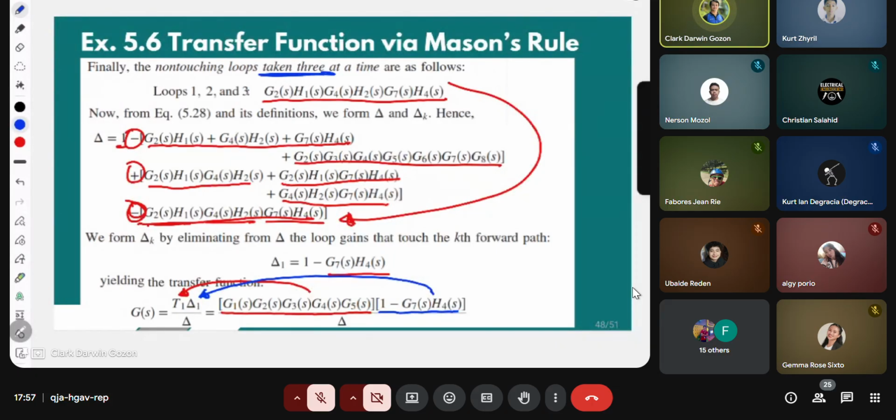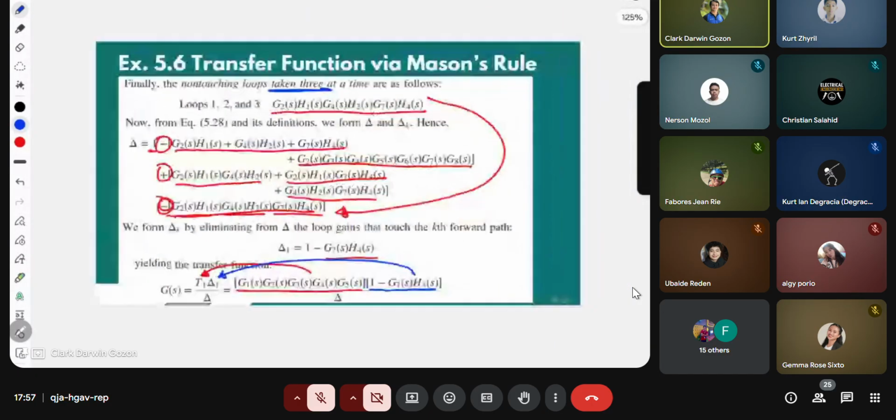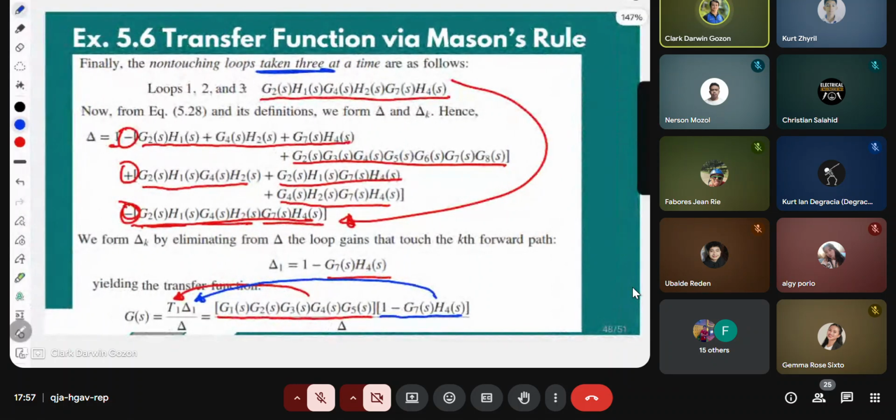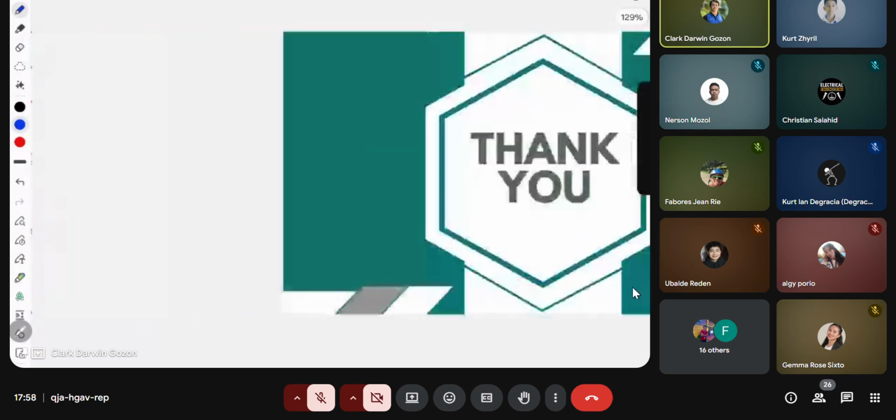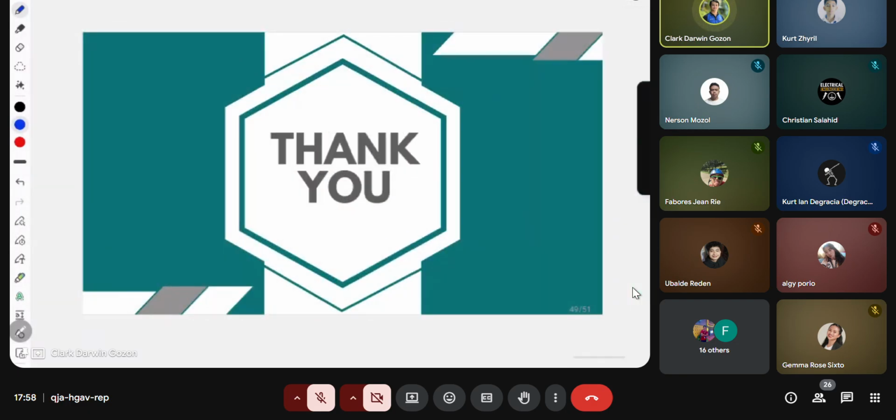So it's a matter na lang dayon of inputting all the values of G1, G2, G3, G4, G5, G7, G6. No. Wala na apil, lagi na apil ang G6 dito sa delta. And H4, no, to the equation. Basically, mao na siya ang Mason's rule, no? Okay, so I think that's all, no, for tonight or for this discussion.